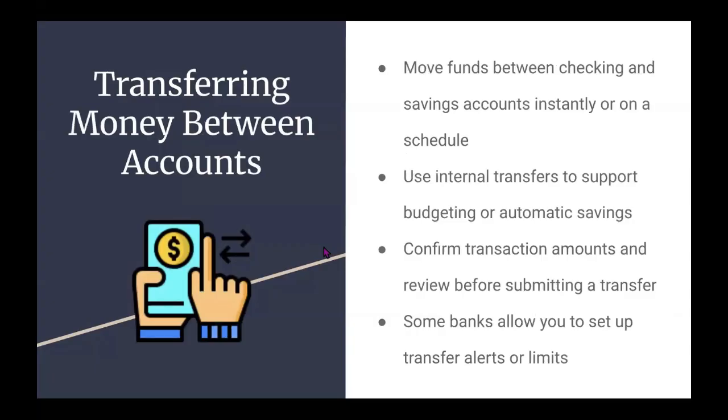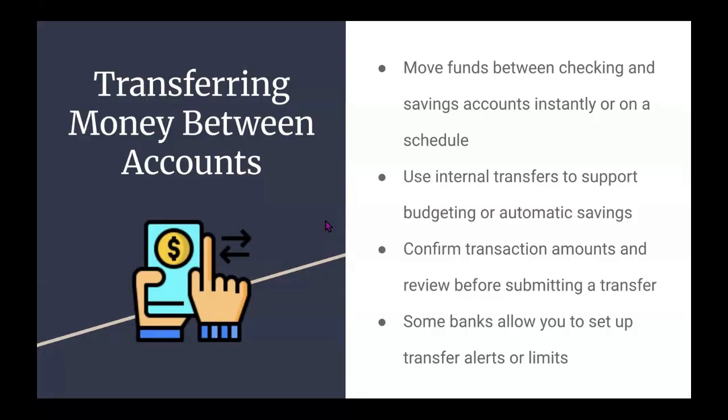And the next bit is how to transfer money between accounts. You can move funds between your checking and savings account instantly or on a set schedule, which you can also set within the settings. You can also use internal transfers to support budgeting or automatic savings. You can confirm transaction amounts and review before submitting a transfer. Some banks also allow you to set up a transfer alert or limit, so it'll text your phone or email you if you've transferred a certain amount.